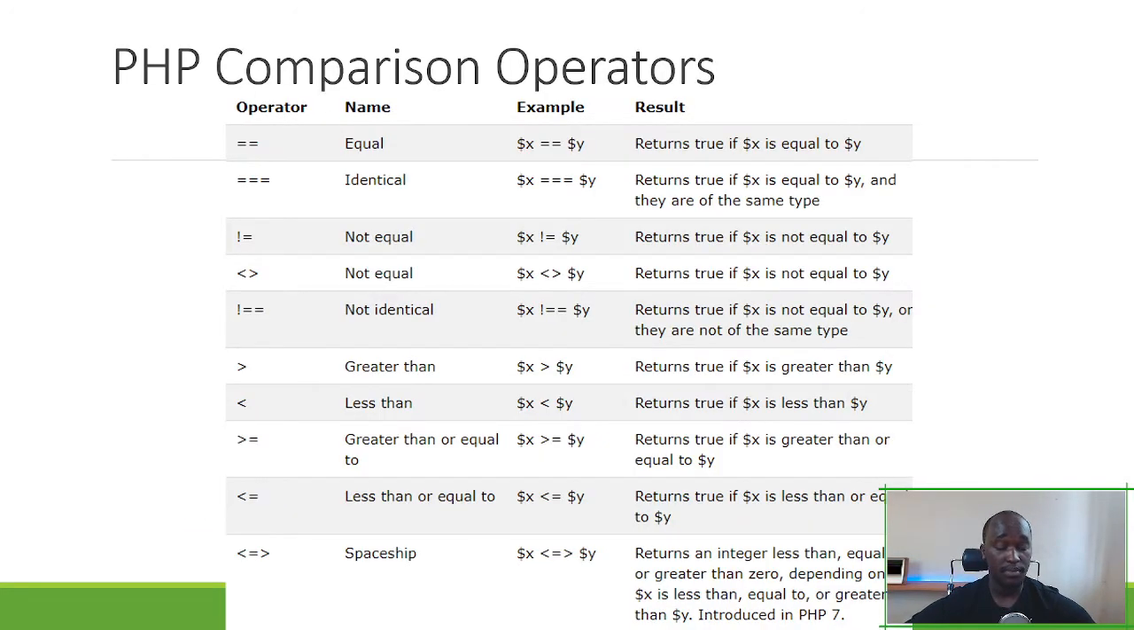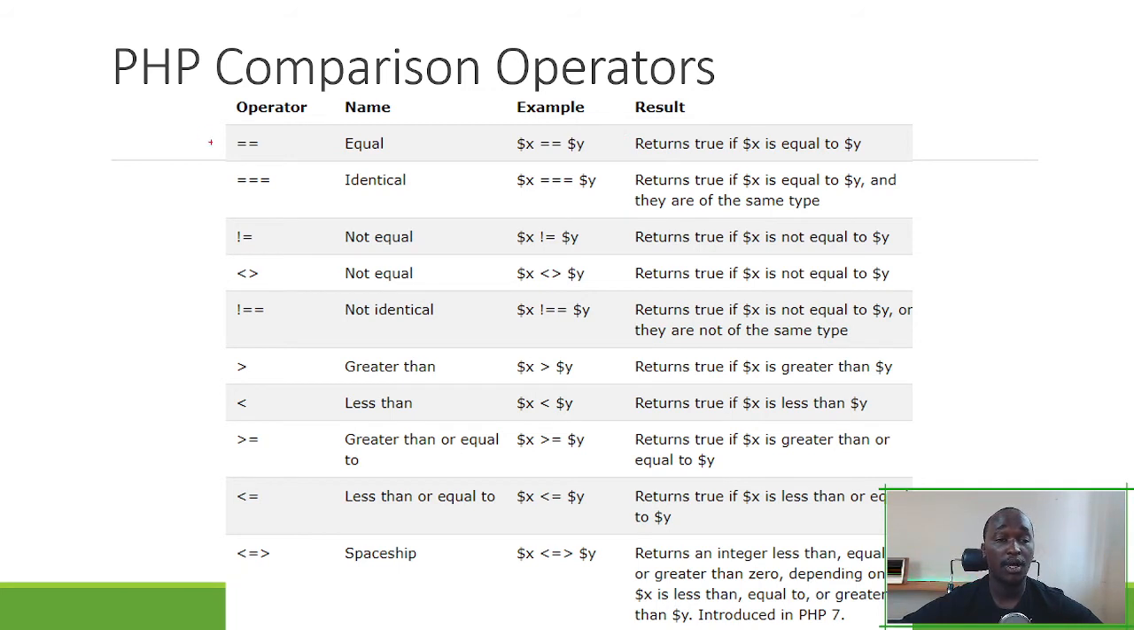Okay, now the next one are called comparison operators. They're called comparison operators because they compare whatever is provided on the left to what is provided on the right. So the left versus the right operand. It compares them in order to give a Boolean result.